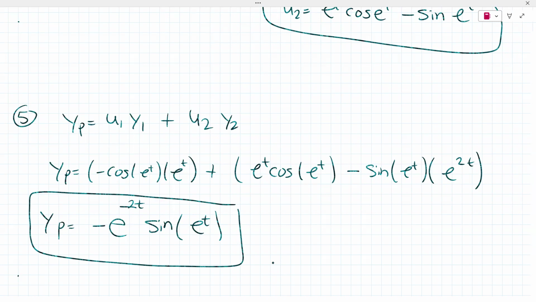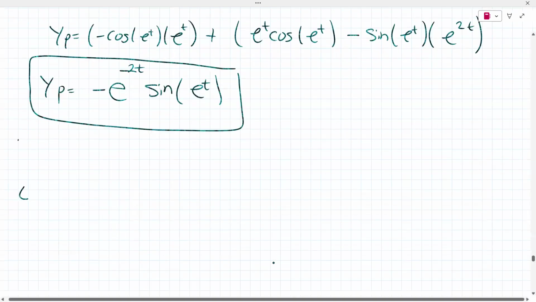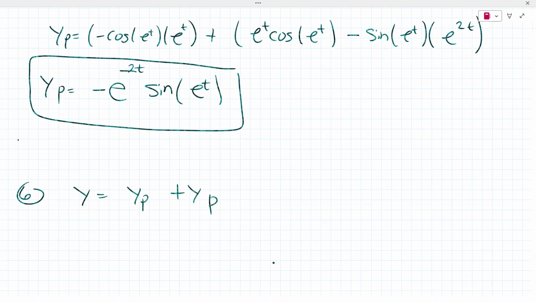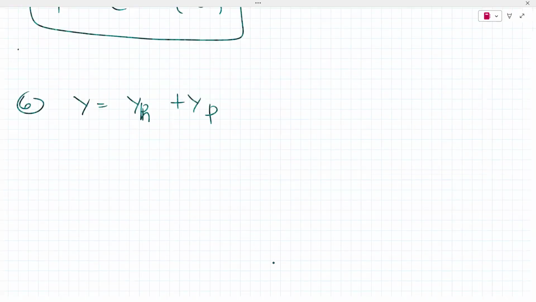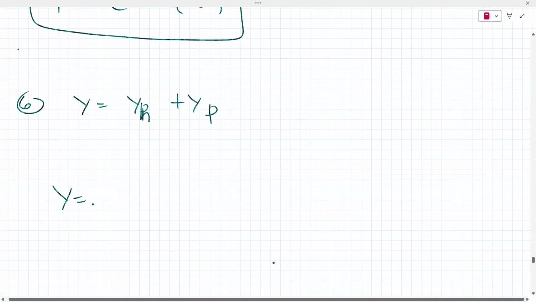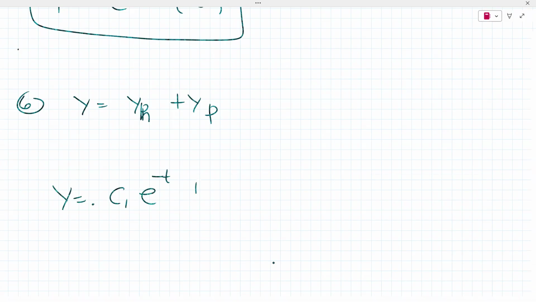Step 6, find the general solution. So we have everything we need. Our general solution is yh plus yp. So that is going to be c1 e^(-t) plus c2 e^(-2t), and then plus negative e^(-2t) sin(e^t).